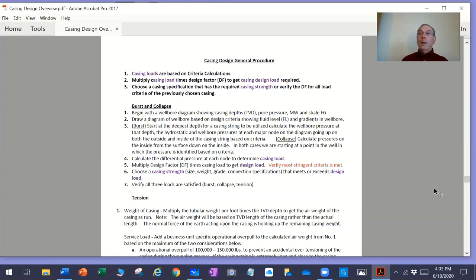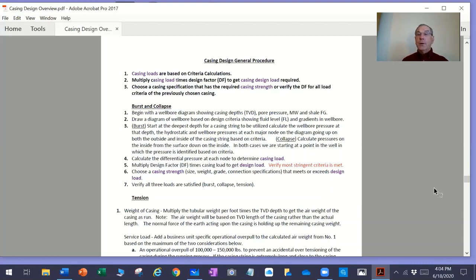I call it the pressure inside the wellbore based on pore pressure at the bottom of that borehole section that you're calculating. And then for collapse, you're going to start at the top with zero pressure and calculate hydrostatics going down. And then once you've calculated the pressure in number 3 on the inside and the outside, you calculate number 4, you calculate the differential pressure at each node to determine the casing load.